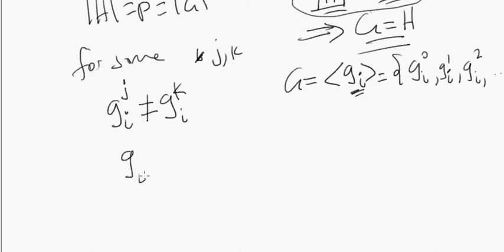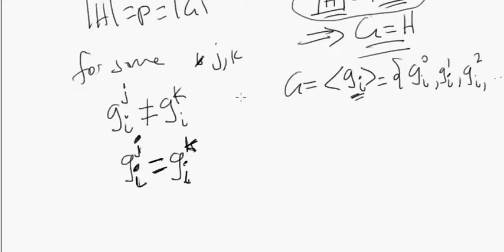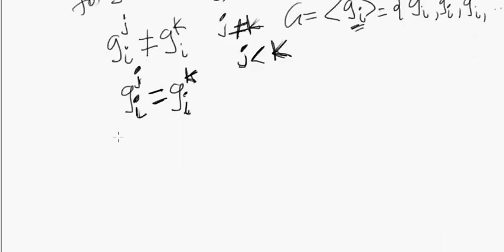Suppose that g sub i to the j was actually equal to g sub i to the k. What would that mean? Well, without loss of generality, we're assuming j does not equal k, by the way, and in particular let's assume that j is less than k. What would saying that g sub i to the j equals g sub i to the k mean?